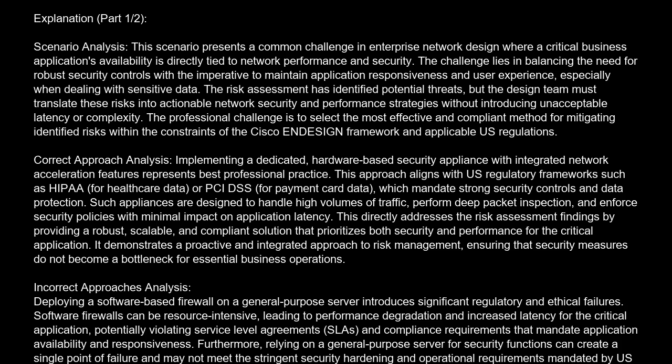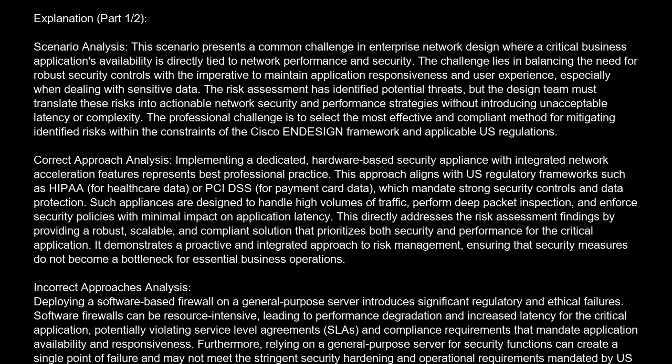It demonstrates a proactive and integrated approach to risk management, ensuring that security measures do not become a bottleneck for essential business operations. Incorrect approaches analysis. Deploying a software-based firewall on a general-purpose server introduces significant regulatory and ethical failures. Software firewalls can be resource-intensive, leading to performance degradation and increased latency for the critical application, potentially violating service-level agreements, SLAs, and compliance requirements that mandate application availability and responsiveness.